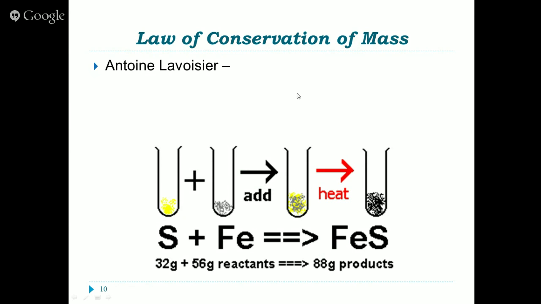So we cannot create matter in any type of reaction. Conservation of mass: what you start with is what you end with. For example, sulfur plus iron gives us a compound, iron sulfide. If we start with 32 grams of sulfur plus 56 grams of iron, we have to end up with 88 grams of product. We cannot create more.